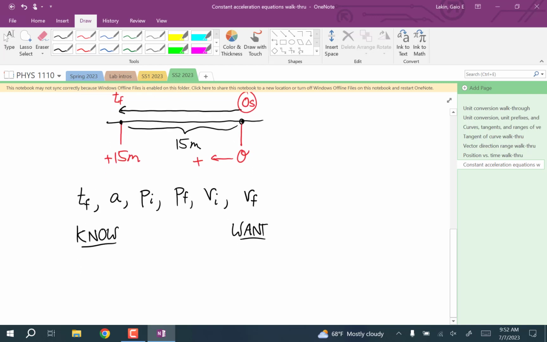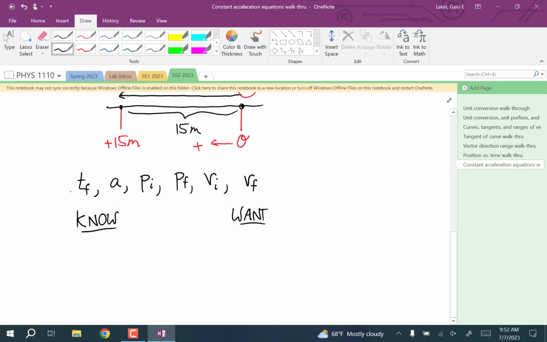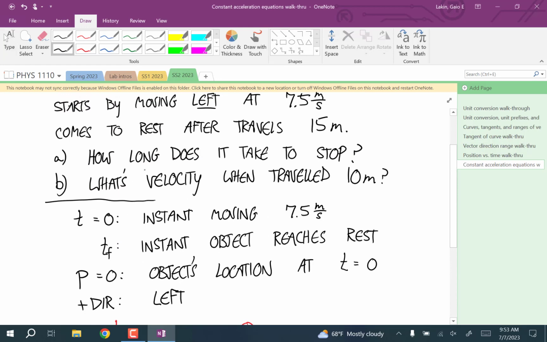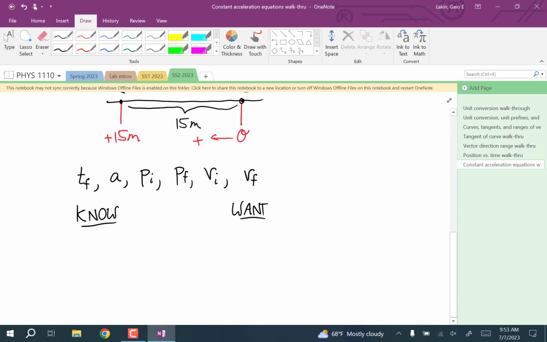And let's think about these one by one. Okay, so time final. Time final is what the stopwatch says at the instant that you've chosen to be time final. Do we know that? Pause the video and see if you know whether you know that or not. Okay, we don't know time final. In fact, how long does it take for it to stop? Notice that what we're looking for is what the stopwatch says when the things come to rest. So that's what we're trying to calculate.